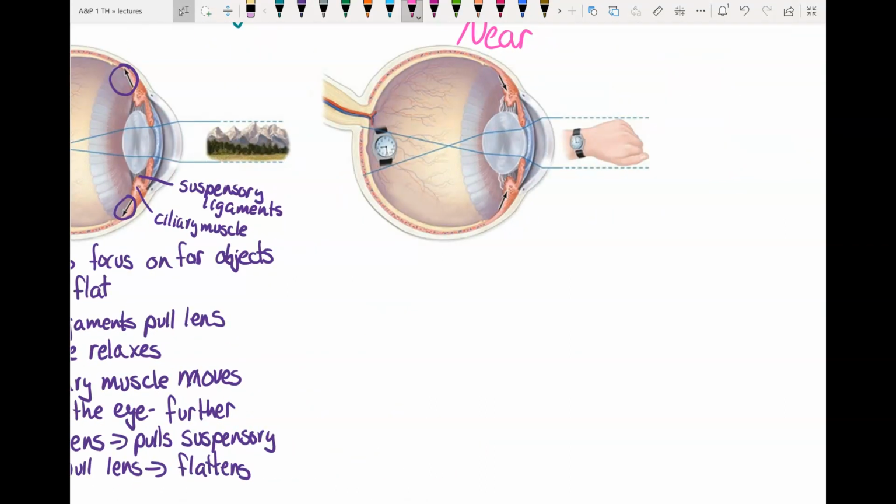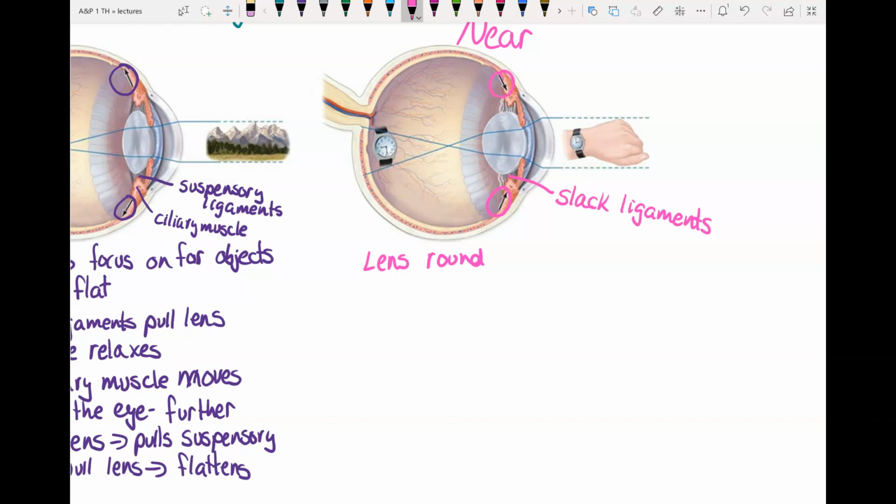Now we can look at near. So for near vision, you want the lens to be round. So it's going to be fat and thick and round. In order for the lens to be round, notice these ligaments. See how they're slack? Remember, the lens is a ball, and a ball wants to be round. So if you imagine you have a squishy ball, if you take your hands off of it and just leave it alone, it's going to be round. It's only flat when you're squishing it. So the ligaments go slack, and the lens automatically pops back to being round.